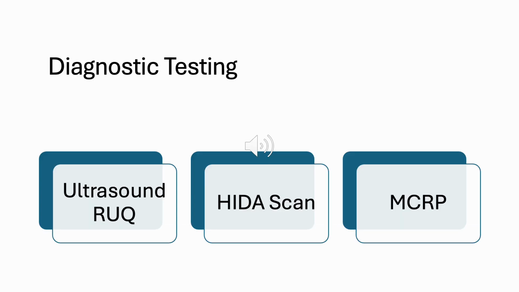Diagnostic testing for cholecystitis involves a right upper quadrant ultrasound. That would be the first test because it's the least invasive. A HIDA scan may be done. This would be done in nuclear medicine. They inject a radioactive tracer into a peripheral vein, and they watch it through the biliary tree. It's used to evaluate biliary obstruction or bile leaks.